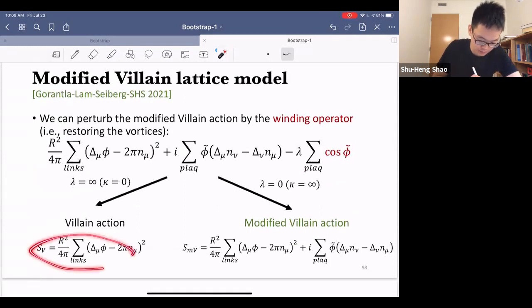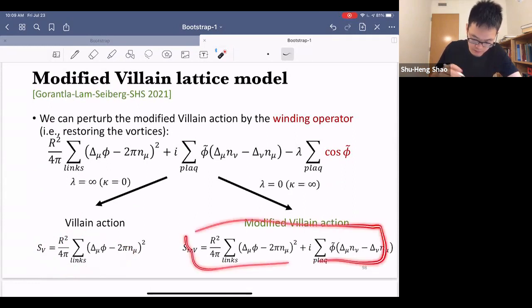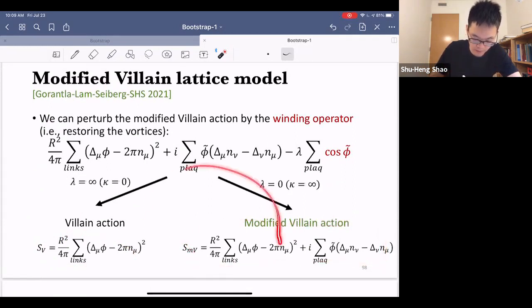We start with the Villain model. We suppress the vortices to get a modified Villain. It's also possible to go back. You can add the winding operator back in, and then that will take you back to Villain. So it's really connected to the original Villain.